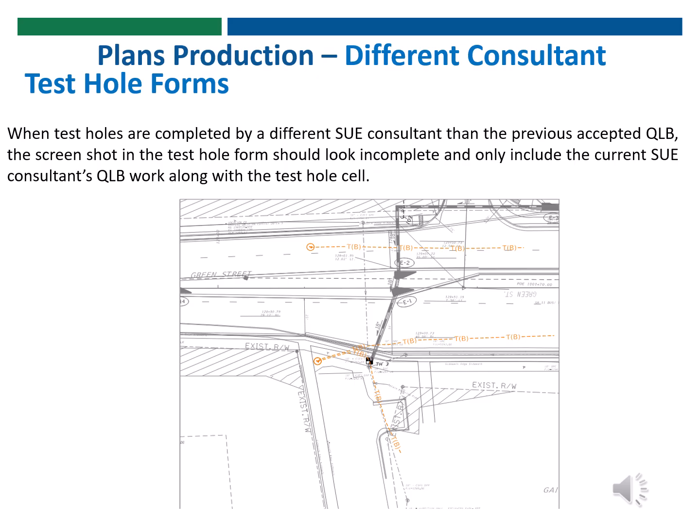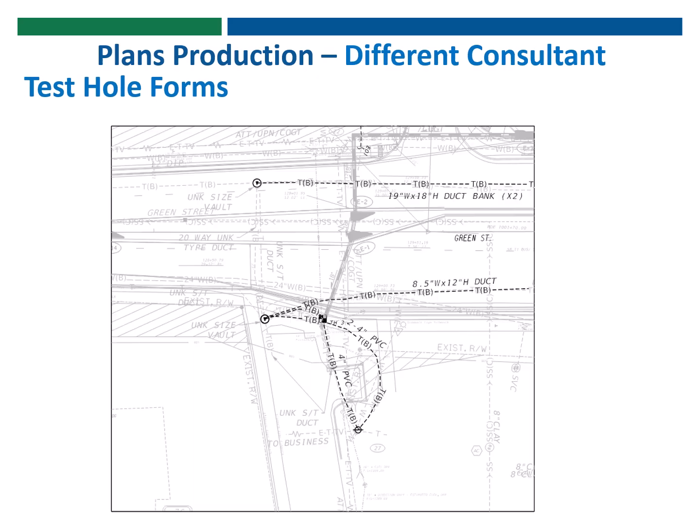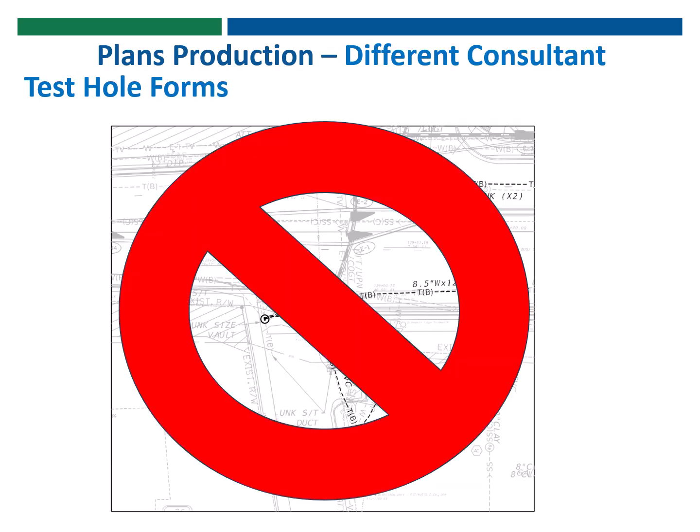When test holes are done by a different consultant from who completed the previous QLB investigation, only the designating and QLB work done by the QLA consultant will be shown in the test hole forms. In this image, you'll see all the QLB work completed with the previously accepted QLB screened back. This is incorrect. You will only show the designating and QLB work you completed during your investigation.